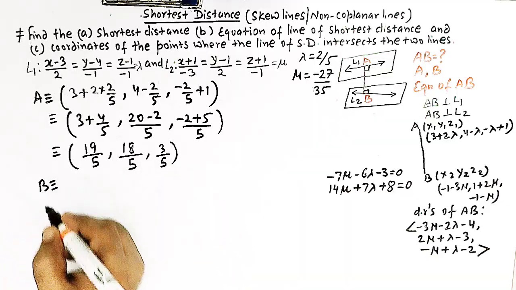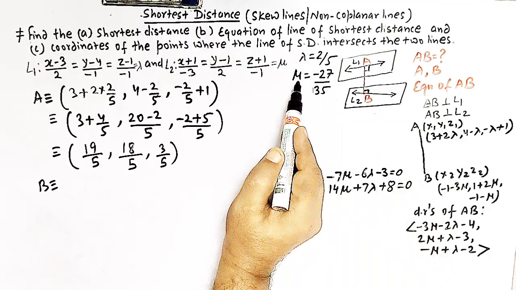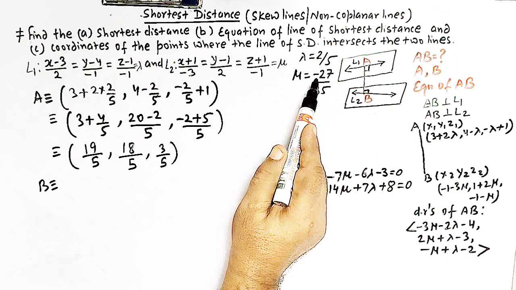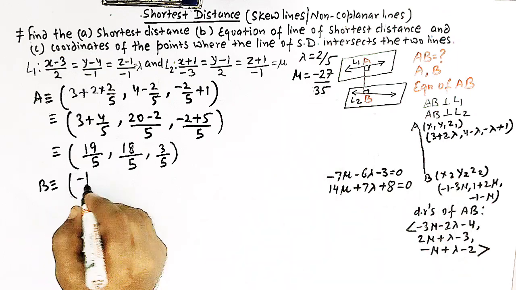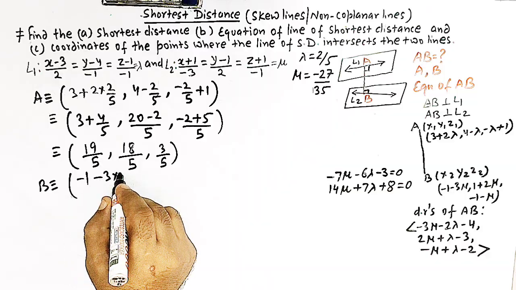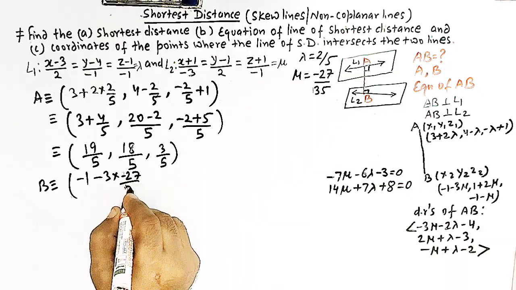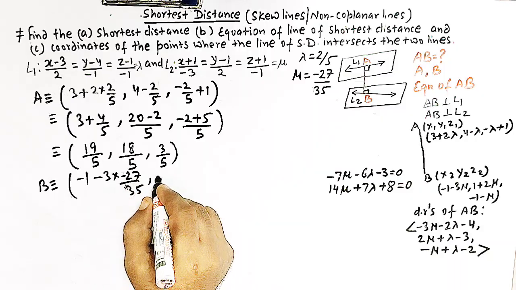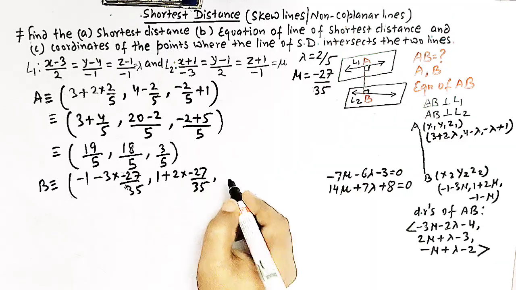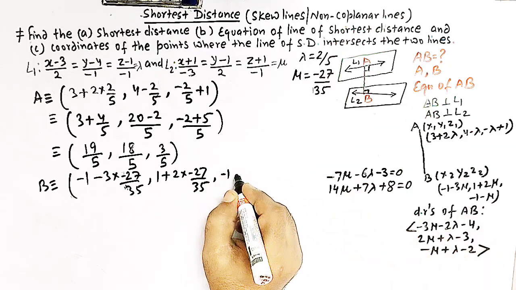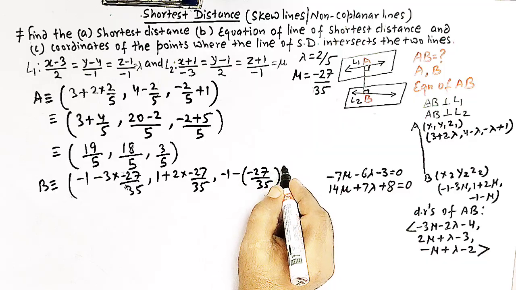Now we can find out the coordinates of the point B by using the value of mu. So let us substitute mu equal to minus 27 over 35 in this coordinate. So we have minus 1 minus 3 times minus 27 over 35. Then we have 1 plus 2 times minus 27 over 35. And then here we have minus 1 minus minus 27 over 35.